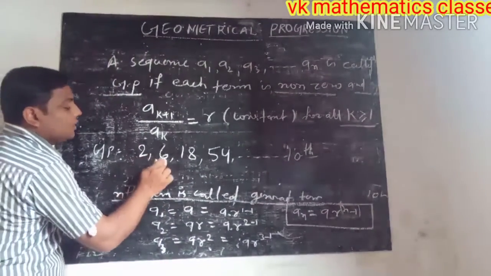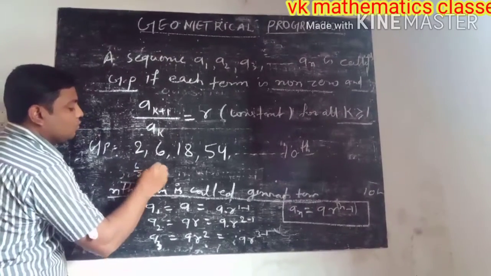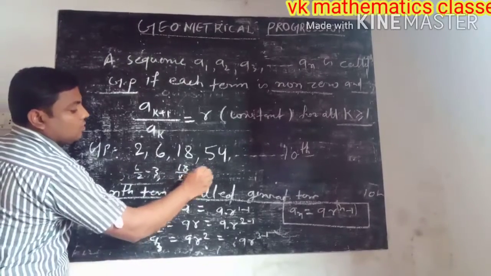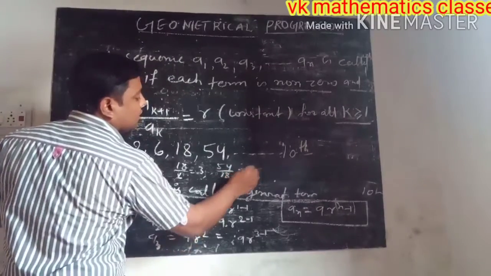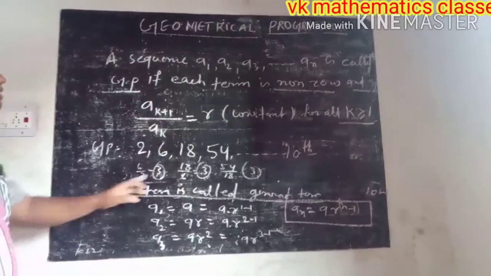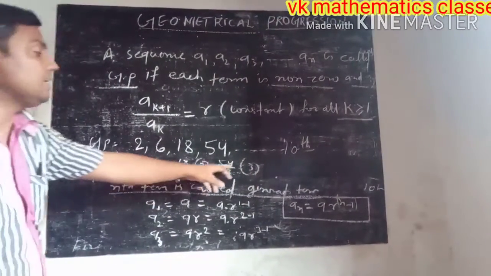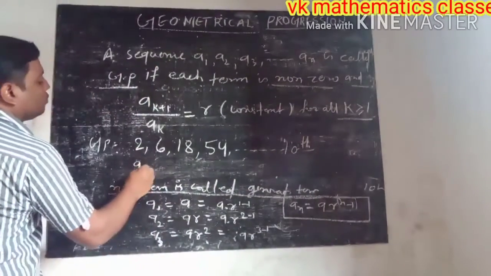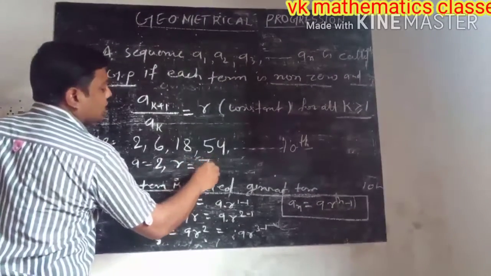So we take 6 by 2, which equals 3. 18 by 6 is also 3. 54 by 18 is also 3. So in each case we find the ratio is 3, 3, 3. So it is constant, and this is known as r. Here a is equal to 2 and r is equal to 3.